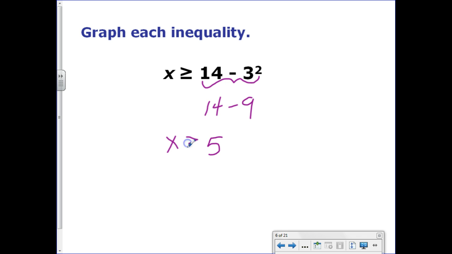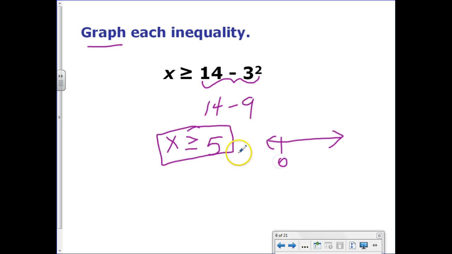So here's what I've gotten so far. This is my simplified or solved inequality. X is greater than or equal to 5. Then on all of these, I'm going to ask you to graph it because it's not just the number 5. It's more solutions than that. Every single one of these inequalities has an infinite number of solutions.